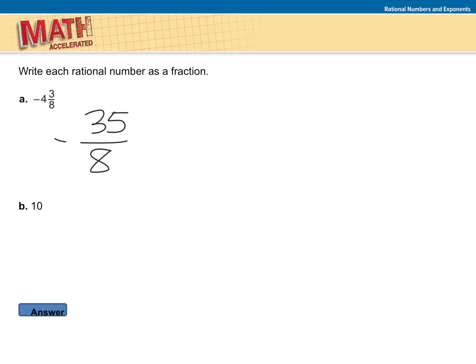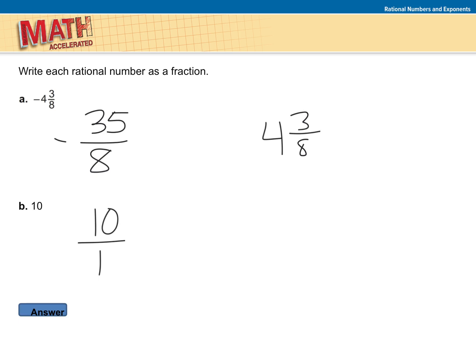What's a way you can check yourself on those to make sure you did it right? Divide. You can do divide like we did. How many times does 8 go into 35? 4 times. How many's left over? 3. So you did it right. All right, what about B? How do we turn a whole number into a fraction? 10 over 1. Put it over 1. Value doesn't change or anything. Nice job.